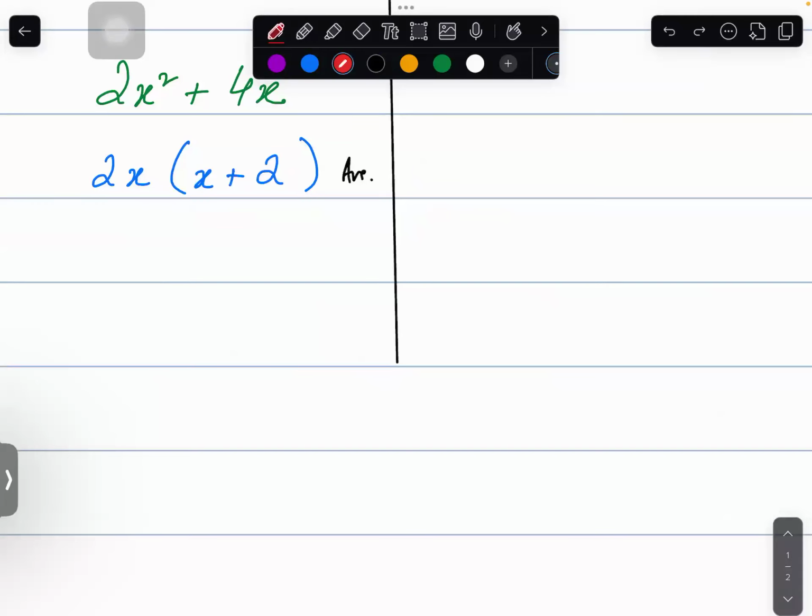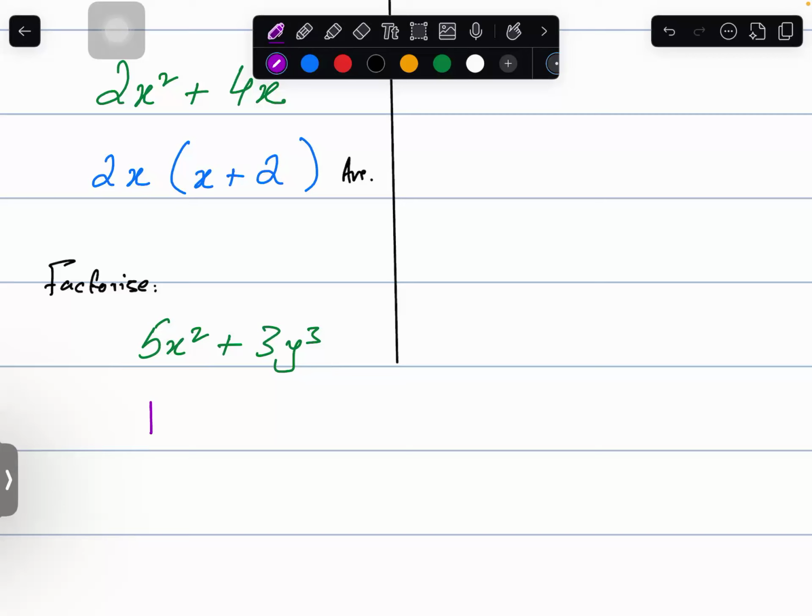Now let's have another example, which is slightly different. If I have 5x squared plus 3y cube, these two terms have nothing common between them. So always remember, in this case, if there is nothing common, you can simply write 1 as a common between them. Because the question says factorize, so you know the meaning of factorize.